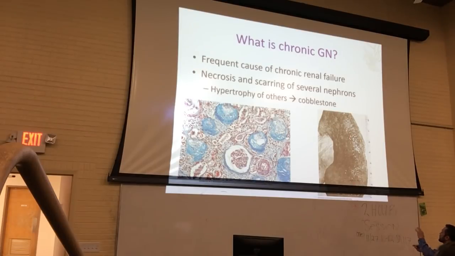If you took the gross appearance on the right of the kidney at explant, and you ran your hands over the surface, chronic glomerular nephritis would feel rough, like an orange peel, almost like cobblestone in nature. Okay, all these bumps.